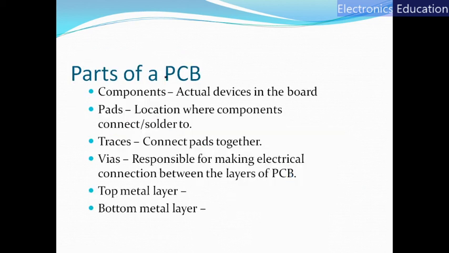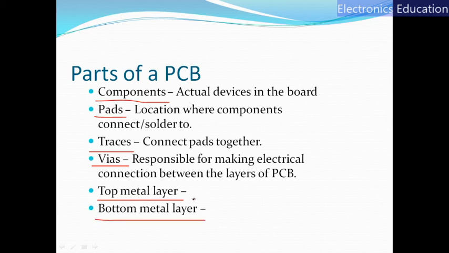Now what are the different parts of PCB? Components: obviously we are designing a PCB to mount the components. Pads: these are locations where components can be soldered or connected to the circuit. Tracks: these are physical metal wires implemented to connect different component parts. Vias: we will see vias in the next slide. Via is basically an interesting concept. Then we have the top metal layer and bottom metal layer.